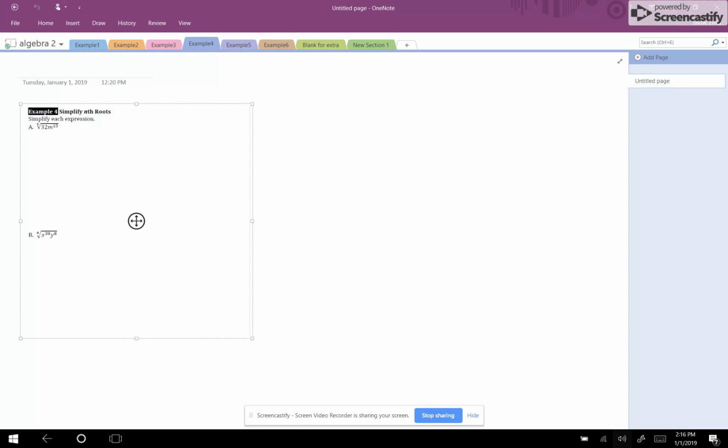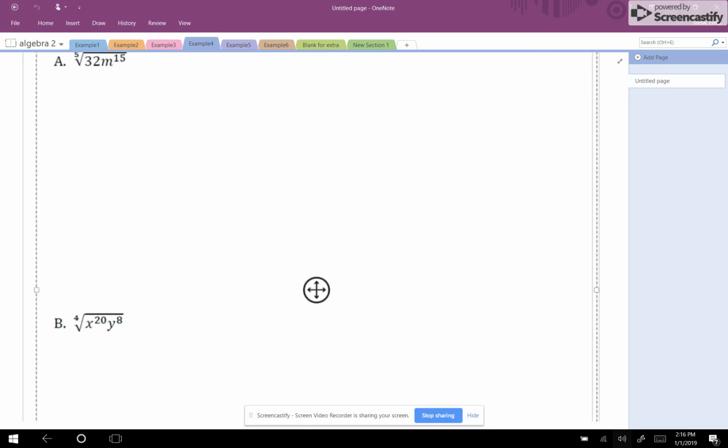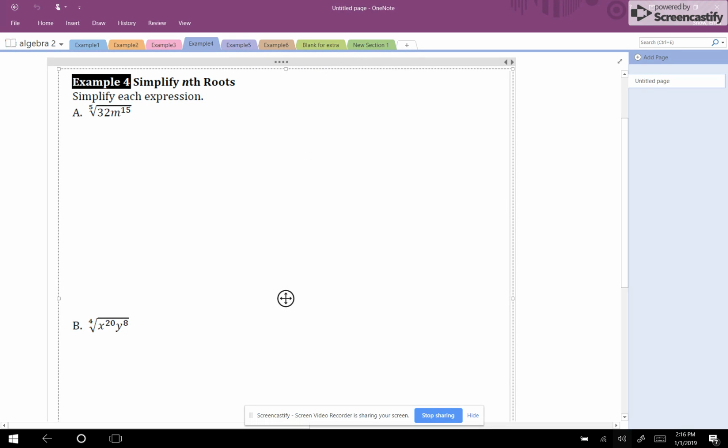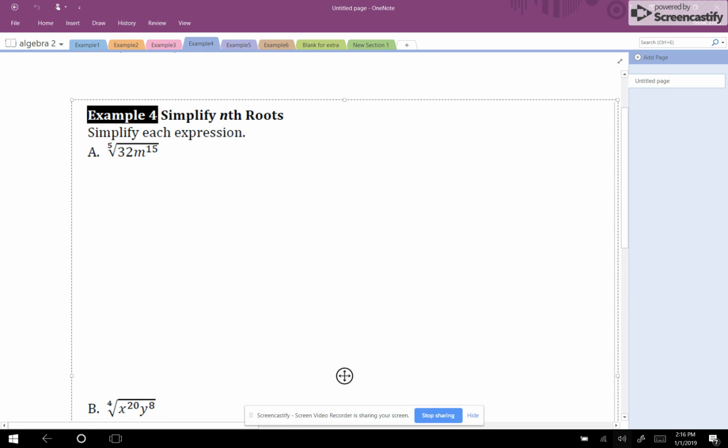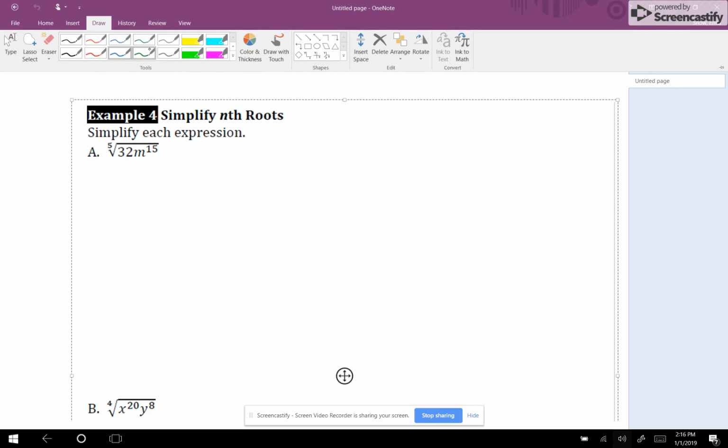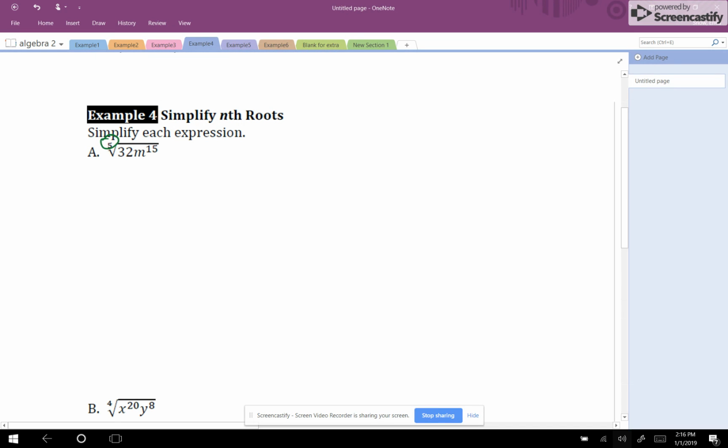Okay, example 4. So example 4 might be a little bit more fun. If we think about this, we know that that little 5 means that we're looking at our 5th root, right? So what we're actually going to do is we can break this apart. We know that there's a multiplication sign between the 32 and the m. So we're going to do the 5th root of 32 times the 5th root of m to the 15th.